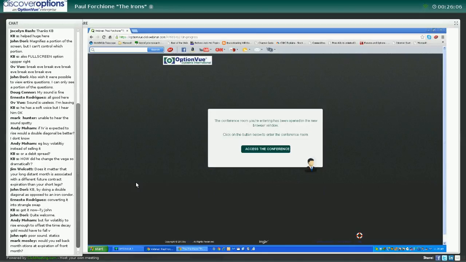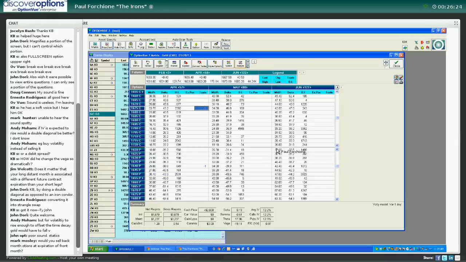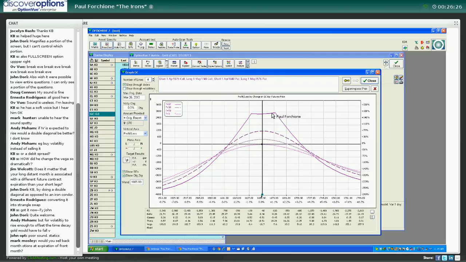Okay, let's see what else we have here. Would you sell back month options at expiration of the front month? Oh, okay. Well, here's the question. In this example, our maximum projection in 57 days is for the April call and the April put. It leaves us, if you hold it till expiration and these options expire worthless, you're left with a long 1740 call and you're left with a long 1575 put.